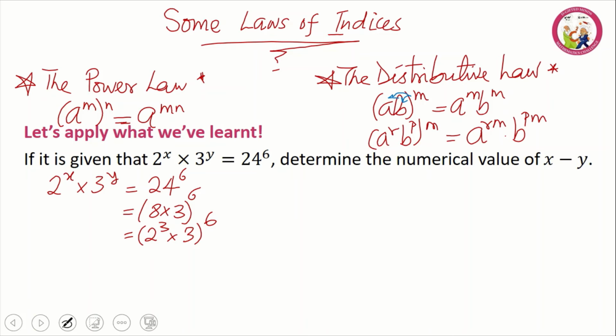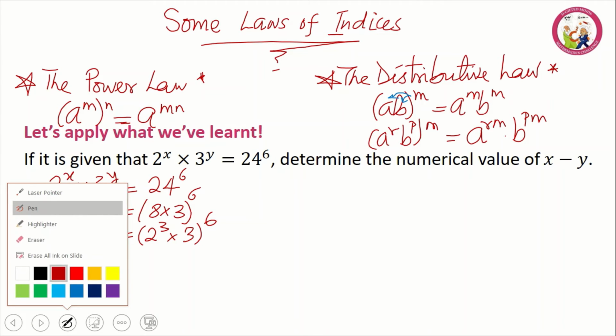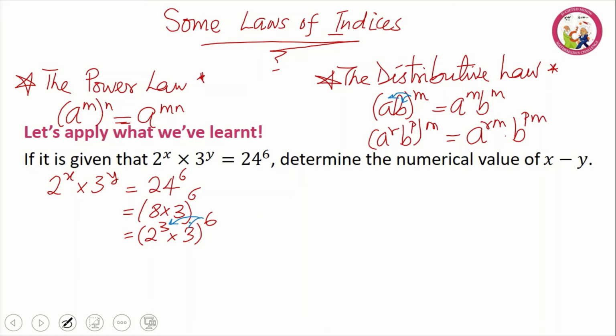Now by the distributive law of indices, the next step I'm going to take is to distribute this power 6. That will be equal to 2 to the power of 3 times 6, according to the product law of indices, times 3 to the power of 6. And here we have this equal to 2 to the power of 18, because 3 times 6 is 18, times 3 to the power of 6. This makes sense, right?